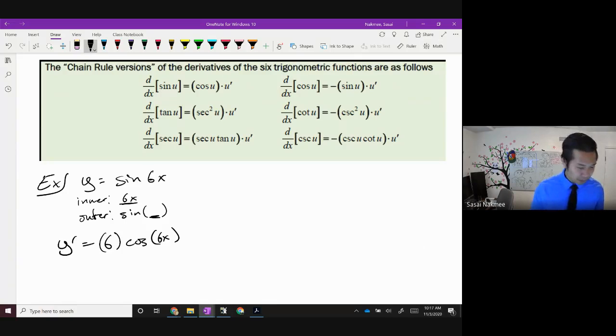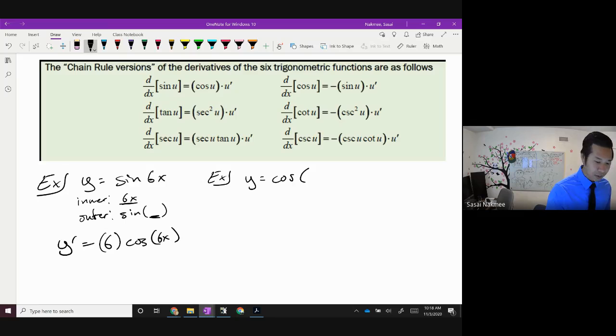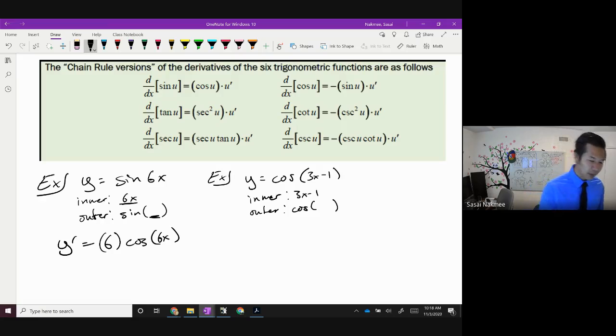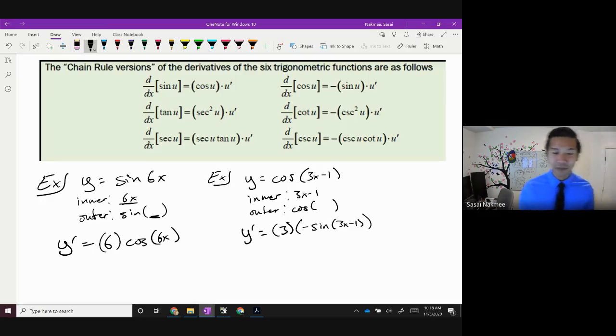Like so. Okay, let's do another one. Let's say I have y equal to cosine of 3x minus 1. Same thing. What's my inner function? Inner is 3x minus 1. What's my outer function? Cosine of some stuff. Which tells me y prime is equal to the derivative of the inside, which is 3, multiplied by the derivative of the outside, which is negative sine of some stuff. What's that stuff? It's just the 3x minus 1. That's your answer.